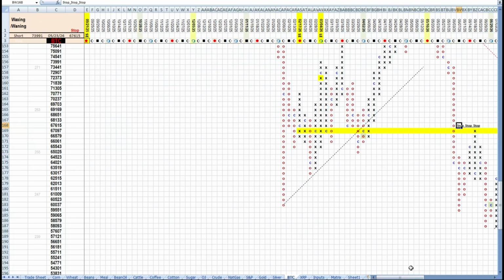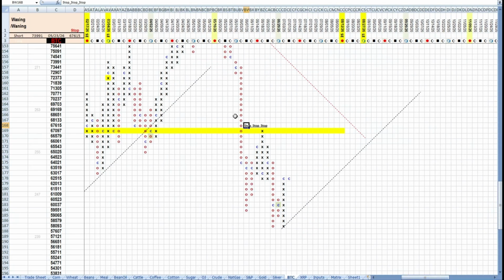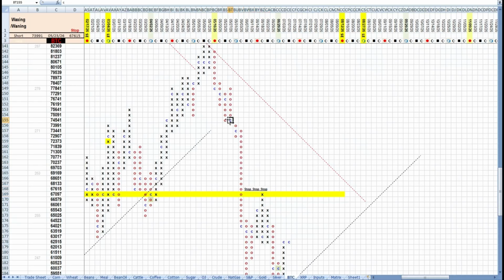Here's the Bitcoin, another active market. Logical stop, right? Because this actually made a new low. Stops are logically going to be put here. We sold it right here. I don't know why it's at 73.91. Should be 74.541. I'm just getting stuff updated here.